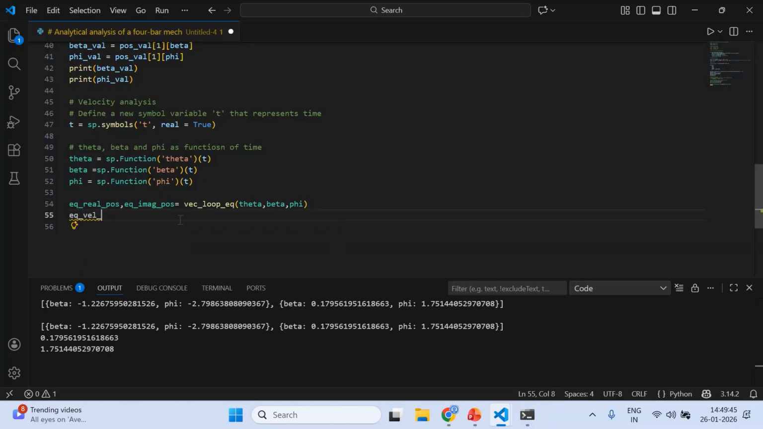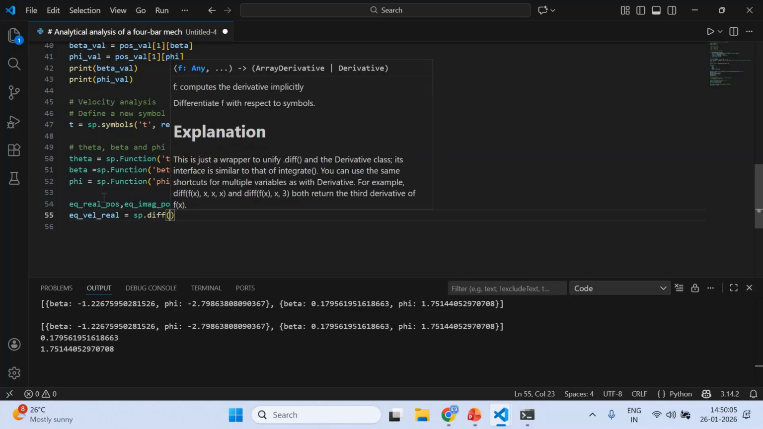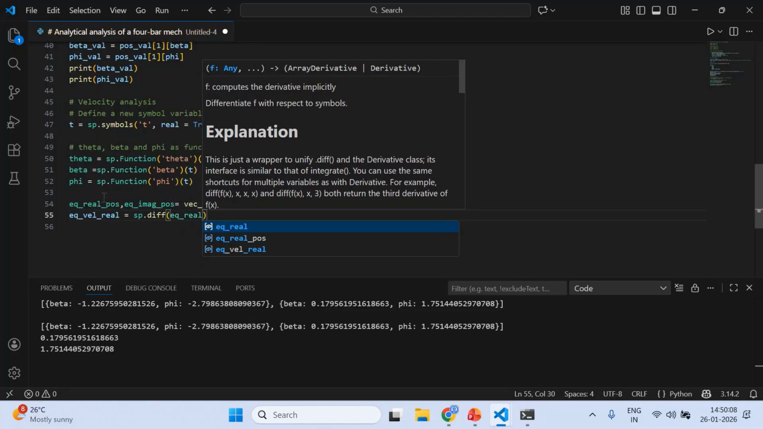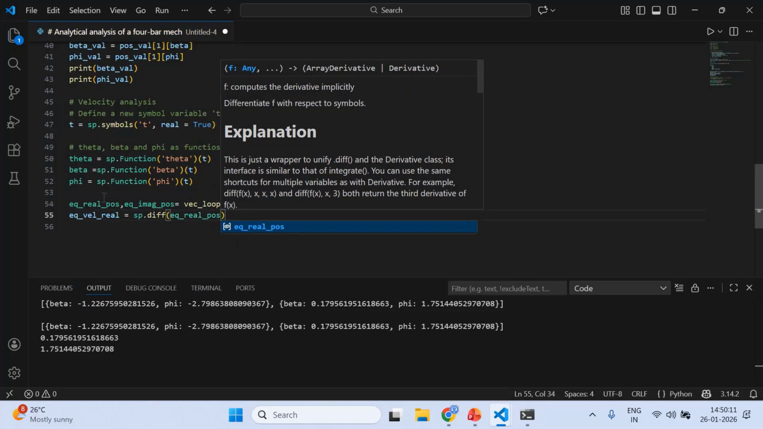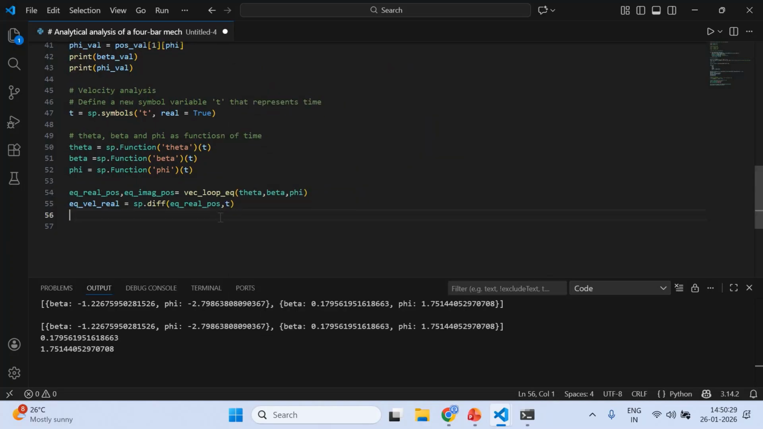So equation_velocity_real. So just to indicate velocity, I am just simply using this VL notation. So equation_VL_real. Now we know that we have to differentiate the real part of the displacement or position equation. So here we have sp.diff of equation_real_pos, comma t. So we are differentiating with respect to time. You can appreciate this is the benefit of using the Sympy library. We are coding the equations as it is when we are doing all this analysis manually.